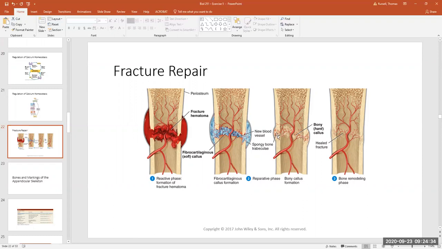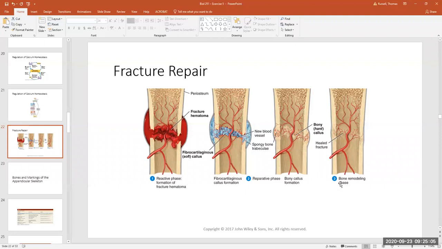Then we have remodeling. Once we convert this fibrocartilaginous callus into the bony callus, notice the bony matrix is not smooth where it used to be before the break. We still have it kind of bubbled out everywhere. All of that gets remodeled. That is to say, it is rebuilt, broken down and rebuilt until it resembles the regular bone. Now that's just called the remodeling phase.